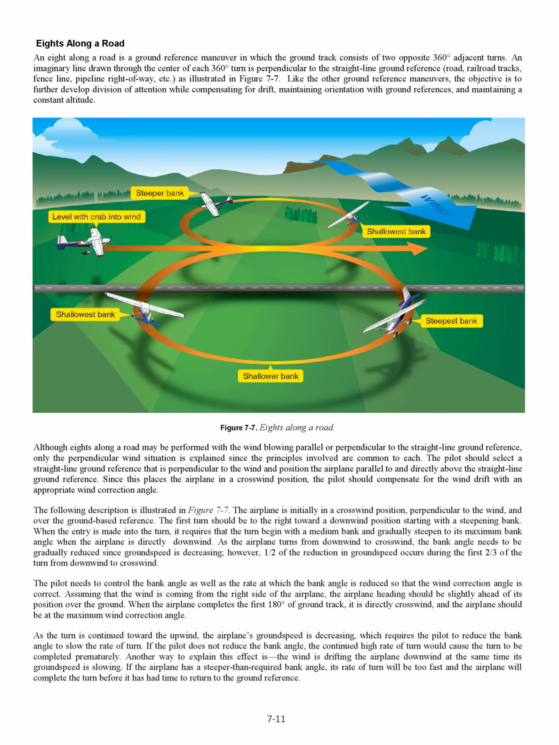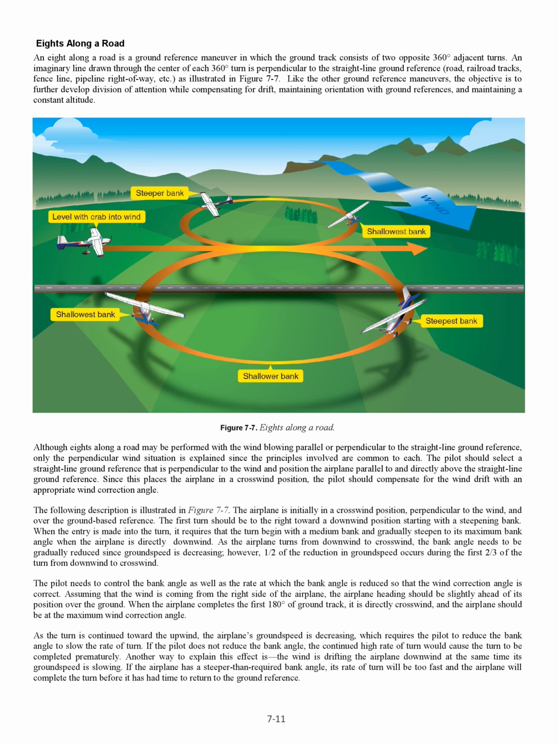decreasing. However, half of the reduction in ground speed occurs during the first two-thirds of the turn from downwind to crosswind. The pilot needs to control the bank angle as well as the rate at which the bank angle is reduced so that the wind correction angle is correct. Assuming that the wind is coming from the right side of the airplane, heading should be slightly ahead of its position over the ground. When the airplane completes the first 180 degrees of ground track, it is directly crosswind, and the airplane should be at the maximum wind correction angle.